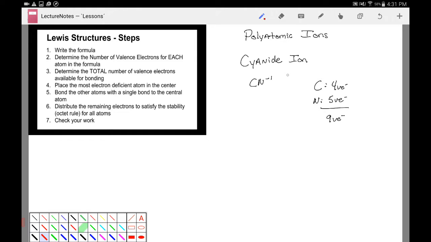Now in this case, since we have an ion, we know that it has a charge, and it has an extra 1 electron that we need to add to our total, which brings us up to 10 valence electrons for our structure.